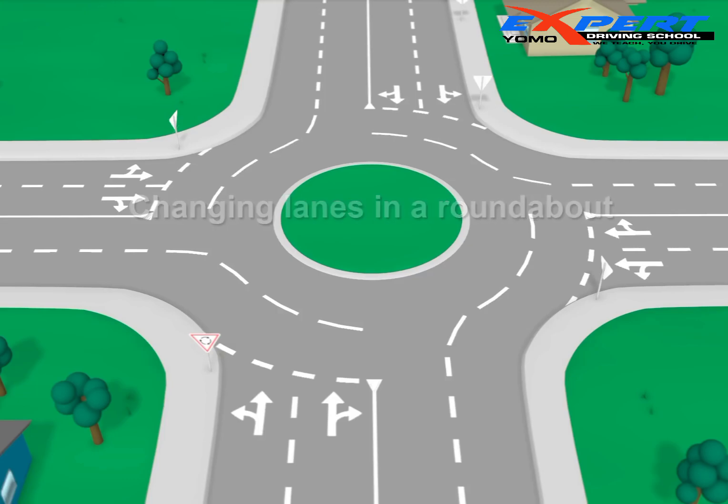Changing lanes in a roundabout. Drivers may change lanes in a roundabout if they wish. The usual road rules for changing lanes apply. You must use your indicator and give way to any vehicle in the lane you are entering.